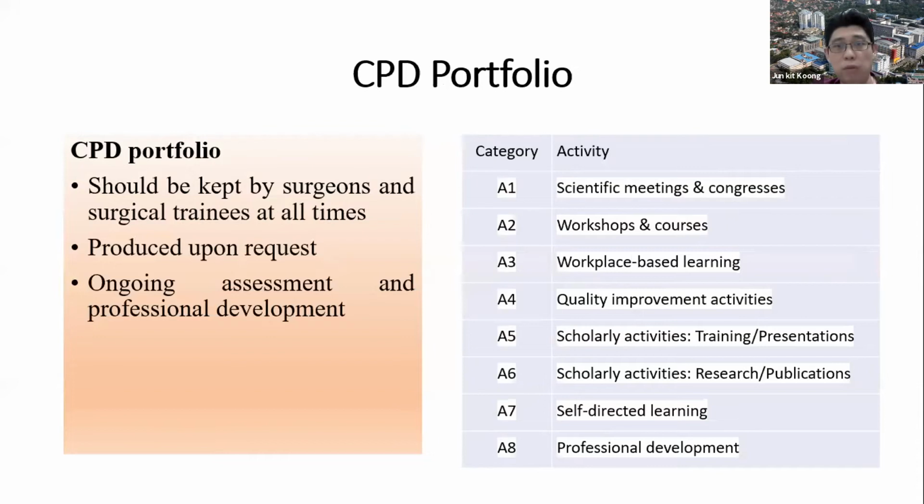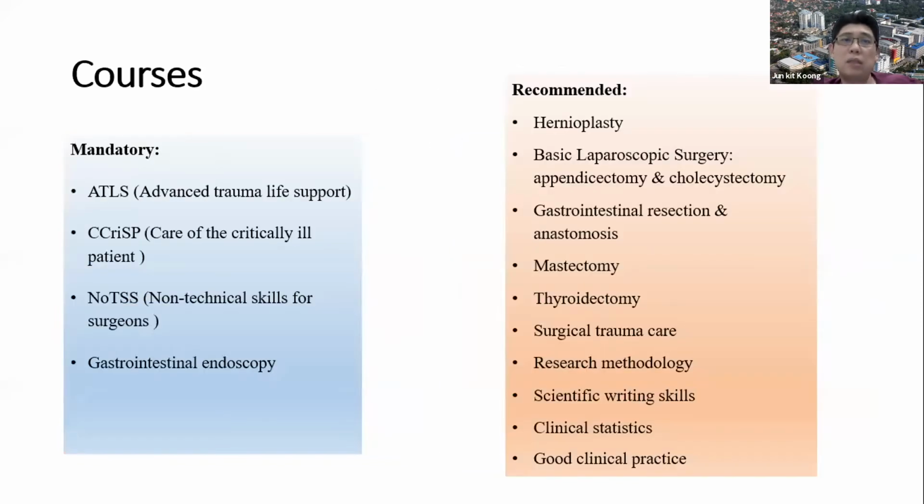Finally, is your CPD portfolio. We want to see you have some kind of continuous professional development. It is divided into A1, A2, A3, A4 as how your CPD is supposed to be. But this is what is mandatory and what is recommended to you. Now, in the future, mandatory will be Science of Tissue Management as well, SOTM. I did not include this.